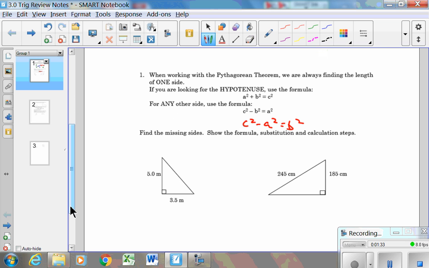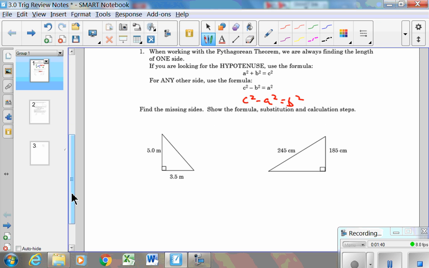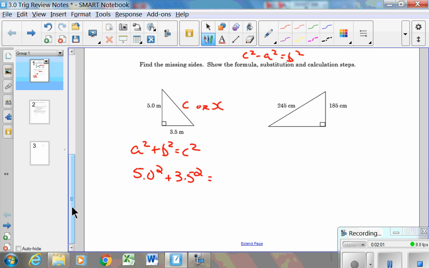So we want to do a couple of examples, one finding the hypotenuse and one finding the other side. You can name the hypotenuse C, you can name it X, it doesn't matter. Traditionally, again, if you want to use C because it matches your formula, you're going to use a squared plus b squared equals c squared. Your two sides, doesn't matter which one's A, which one's B, but they're the smaller sides, so the two little squares add up to equal the big square. So if I change my C for an X, I get 5 squared plus 3.5 squared equals X squared.